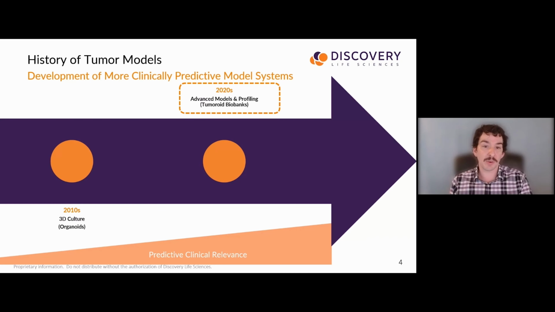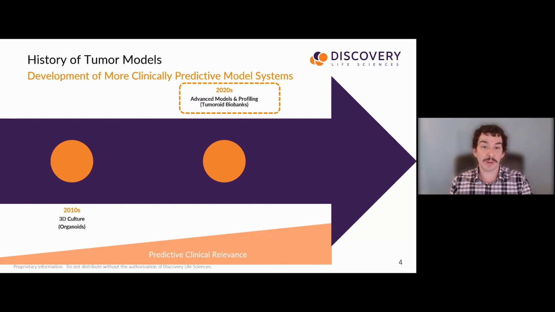But there was a lack of a reliable, reproducible source. A lot of this work was being done independently in labs. These were one-off kind of proof of concept research tools, and there wasn't a large source to be able to empower everyone to use them.